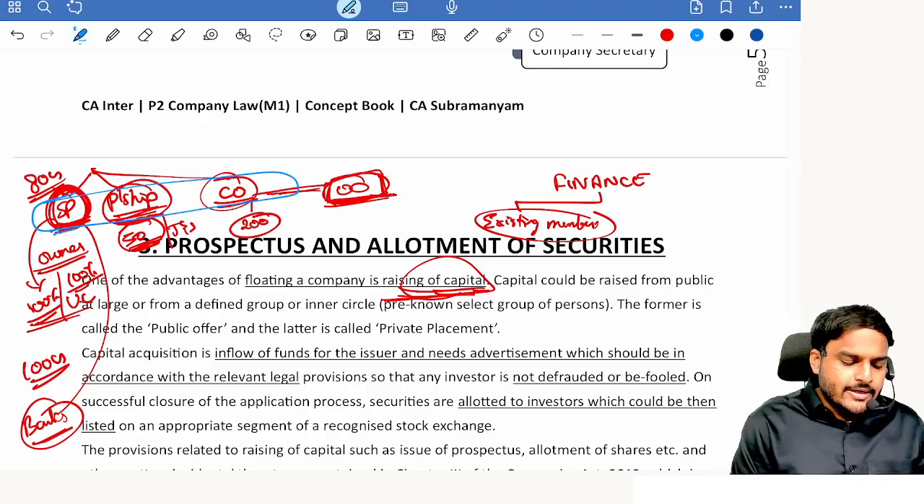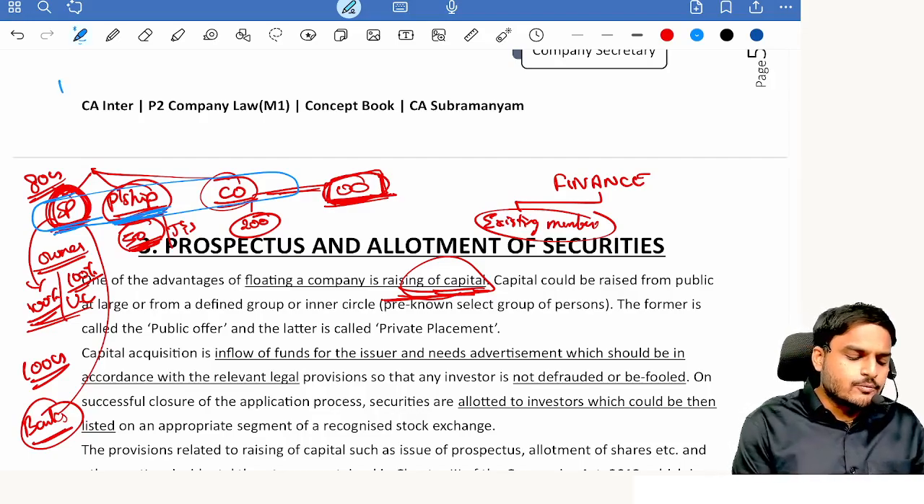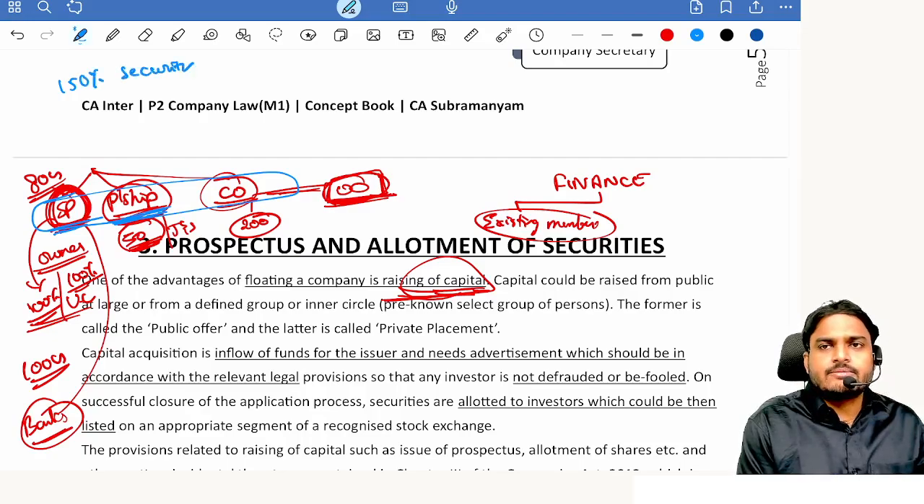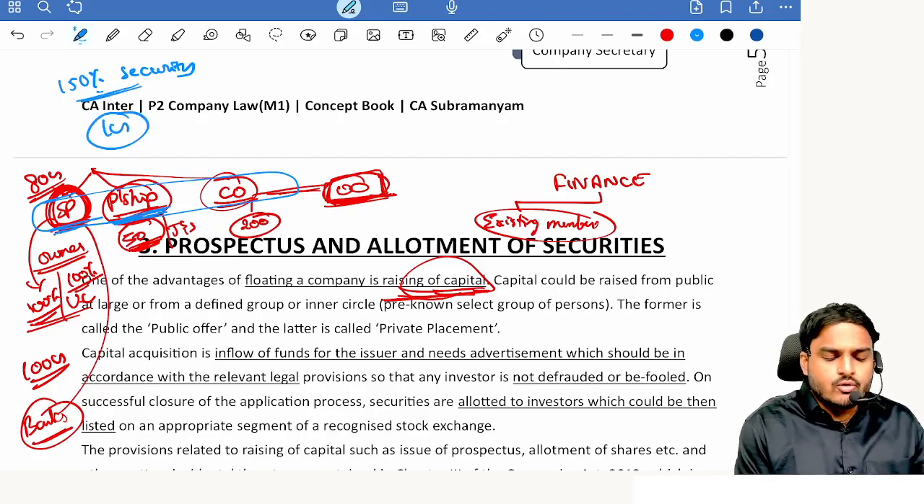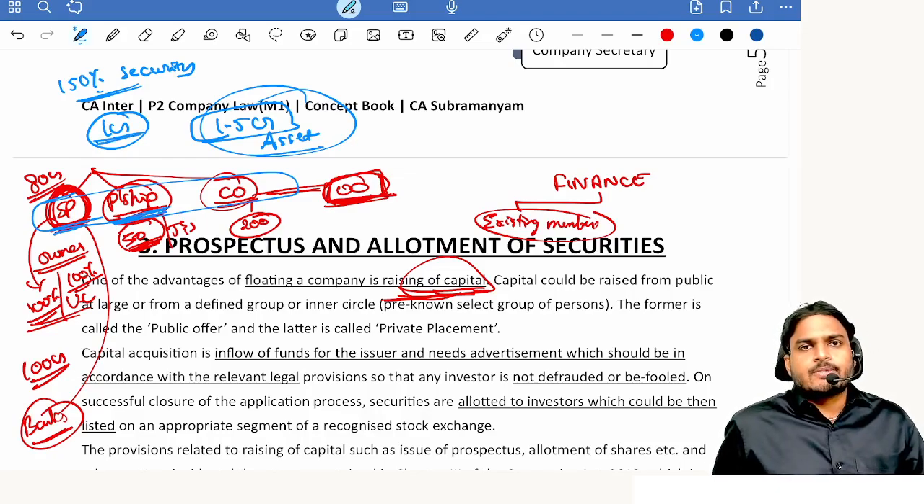So if a sole proprietor or partnership goes to a bank, banks will impose n number of conditions. Like, the bank will lend money only when you provide 150% security. Suppose you need a 1 crore loan, right? You need to provide 1.5 crore worth of assets as security. When you provide 1.5 crore worth of assets as security, we will give you a 1 crore loan.